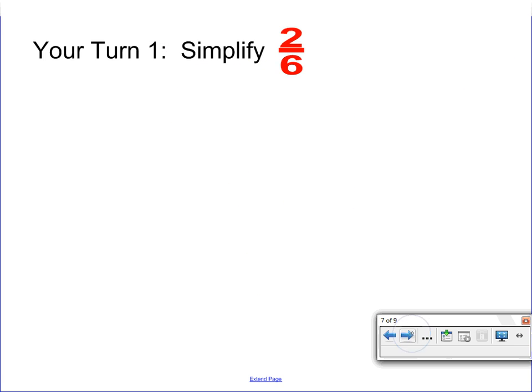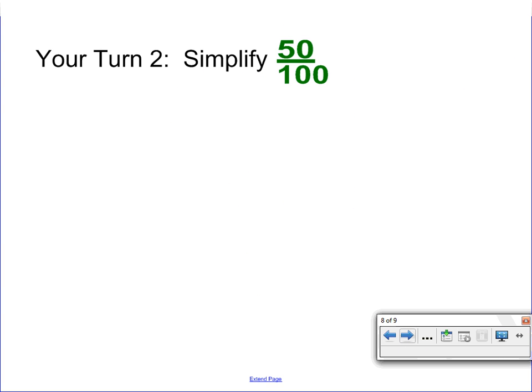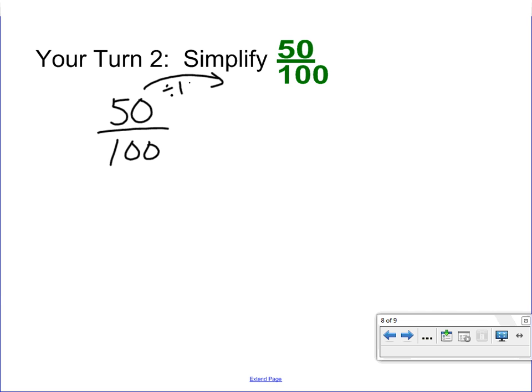You try one. Try simplifying 50 divided by 100. Go ahead and hit pause. Start however you want and get it in its simplest form. All right, let's see how you did it. One of the common mistakes I see when we have something like this is that we say, ooh, I know what I can do. I can divide by 10. They both end in 0, which is great. We can do that. 50 divided by 10 is 5. 100 divided by 10 is 10.